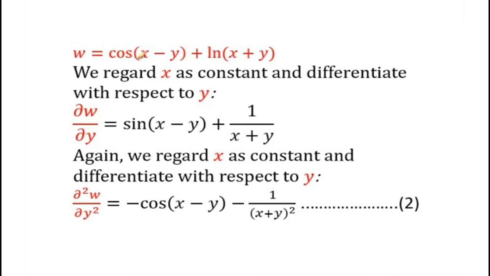Again, as w is equal to cos(x - y) + ln(x + y), we regard x as constant and differentiate with respect to y. So ∂w/∂y is equal to sin(x - y) + 1/(x + y). Again, we regard x as constant and differentiate with respect to y. So ∂²w/∂y² is equal to -cos(x - y) - 1/(x + y)². We name it as equation 2.